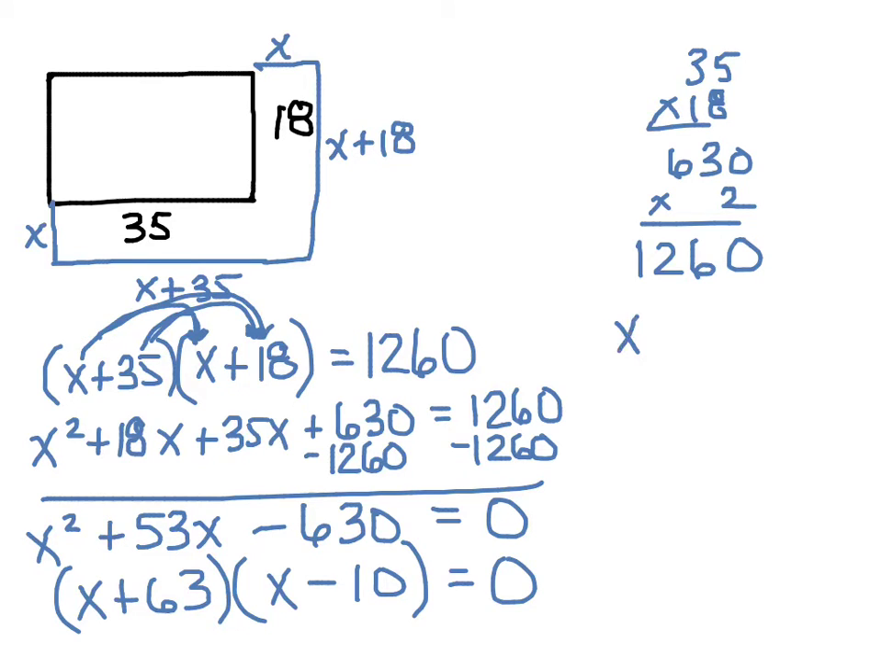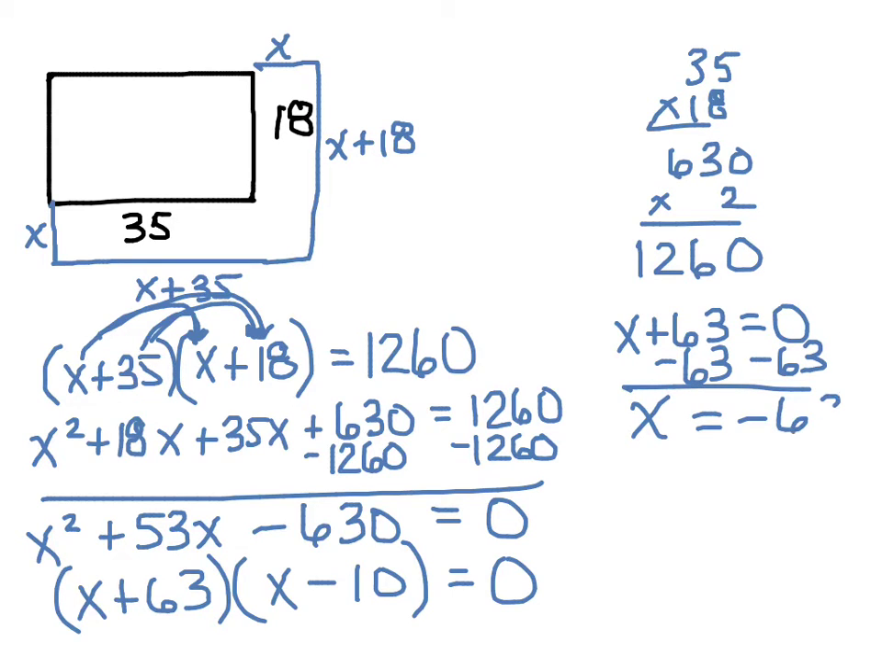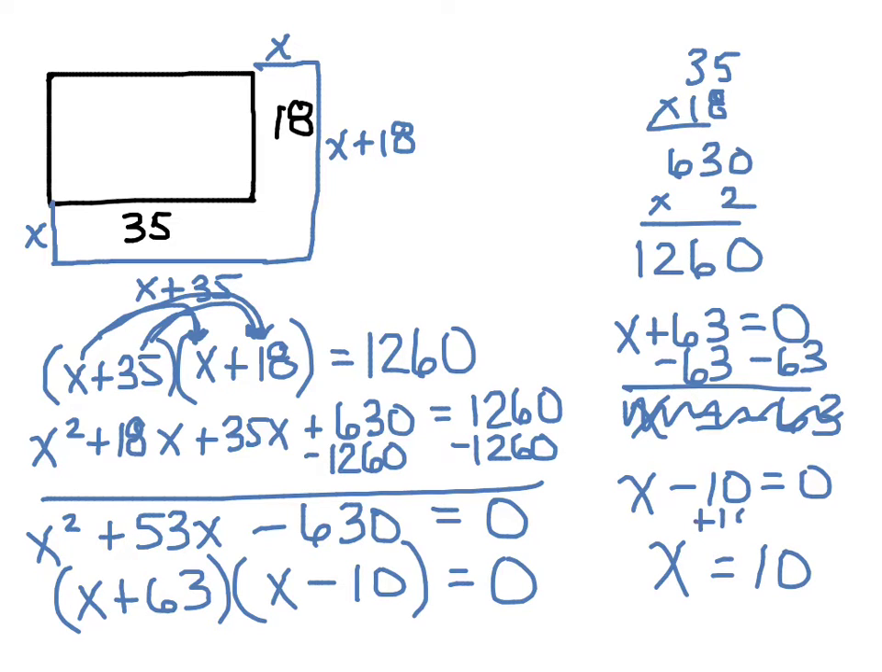Now, if I set each of those groups equal to 0, I get x plus 63 equals 0, which would mean subtract 63 from both sides, and I get x equals negative 63. Now I need to ask you a question because I know you're smart. Kyler, can you have a negative distance? No. So this part here gets thrown out the window. I cannot have a negative distance. I can't go back 63 feet. It wouldn't even make the pen, right? They want to add to it. If I do the other one, x minus 10 equals 0, I get x equals 10 when I add 10 to both sides.